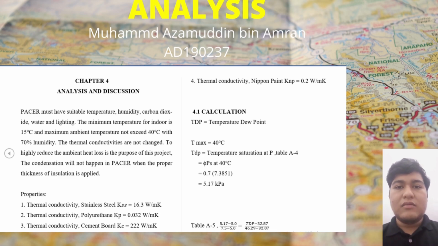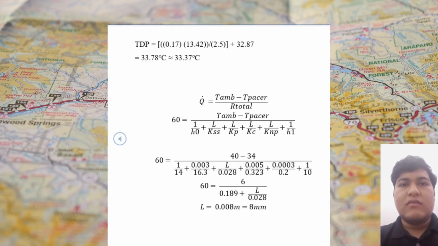So first we must find the temperature saturation at P. So we refer to table A4. So we got the answer is 5.17 kilopascal. After that, we find the temperature dew point from the table A5 and we calculate it. Then we calculate the TDP. So we got the answer is 33.78 degrees Celsius, which is close to the 33.37 degrees Celsius.